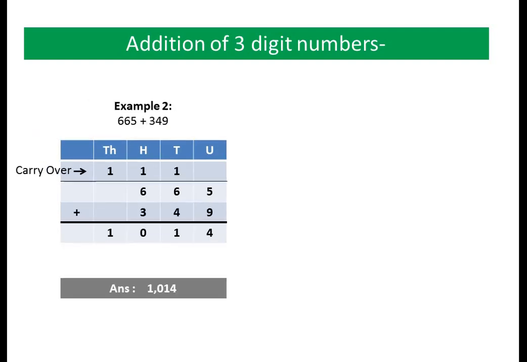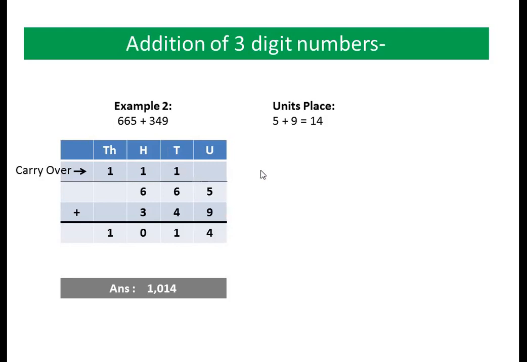In the next example, 665 plus 349. Arrange the numbers in place value chart. Digits 5 and 9 are in units place, 6 and 4 are in tens place, and 6 and 3 are in hundreds place. Start the addition from units place. 5 plus 9 is equal to 14. We write 4 in units place and carry 1 to tens place.